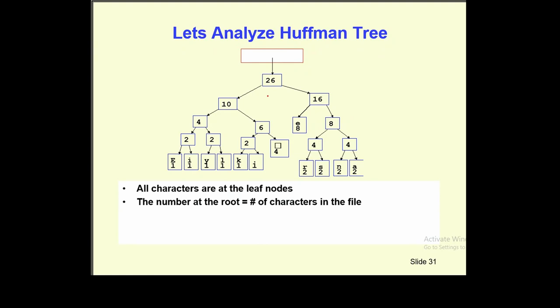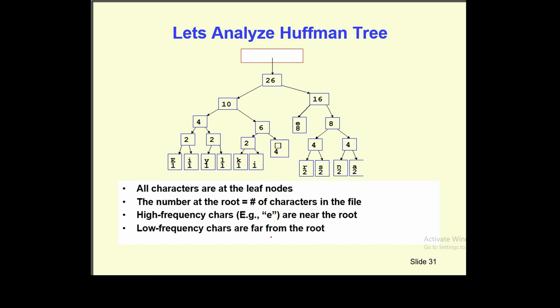The input file is having 26 characters. The high frequency characters, that is E, are near the root, and low frequency characters are far from the root. So this is the greedy approach we have utilized. We want the high frequency characters to have shorter patterns, and the low frequency characters to have larger bit patterns. Now how can we assign the most frequent characters the short pattern, and the less frequent characters the long pattern?